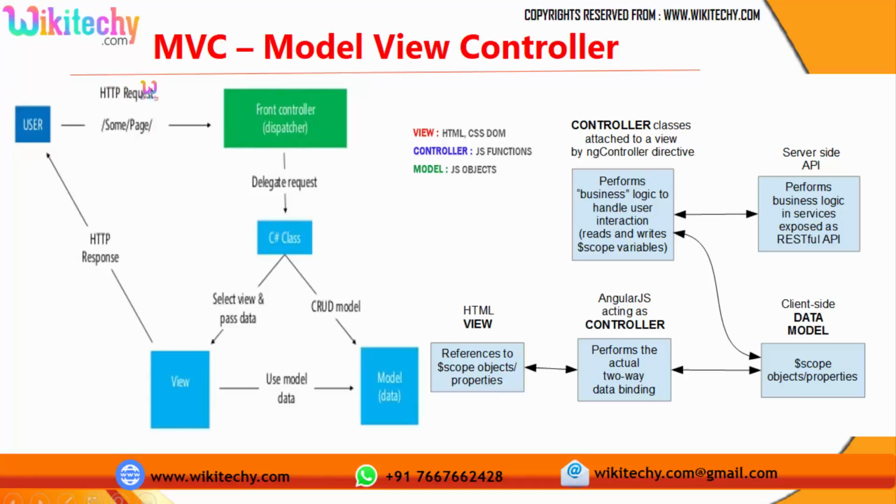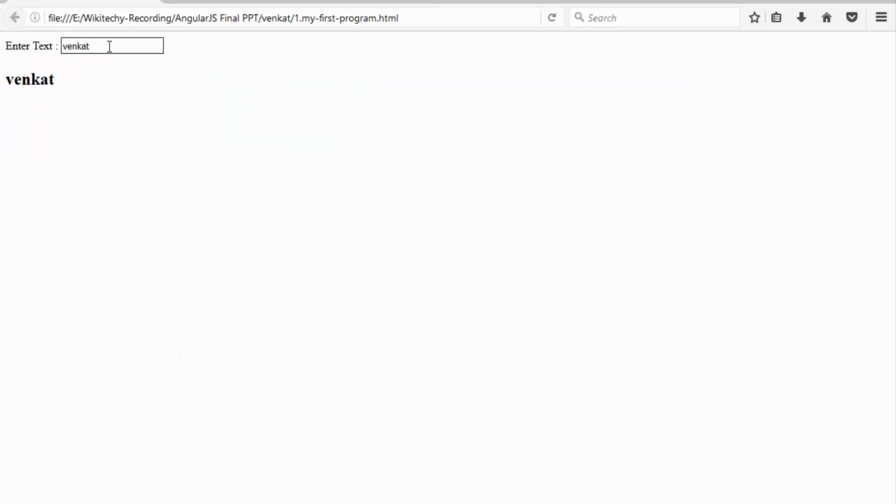Once the request is given, the dispatcher will delegate to the model, and the data is passed to the view, and you are able to see the view here. That's how the functionality is. This is your view.